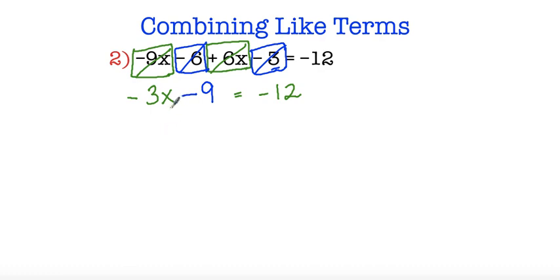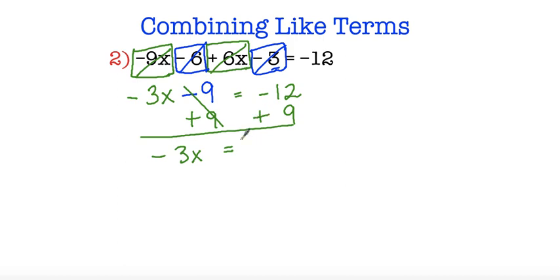And all we have to do is isolate our x to solve for x. So negative 3x, I'm not going to work with that yet because my goal is to get that alone. We have minus 9 here, so I'm going to add 9 on both sides because that's the inverse operation of subtraction. So these two cancel out. Now I'm left with negative 3x is equal to negative 12 plus 9.